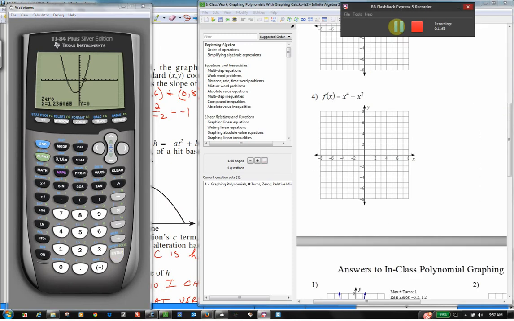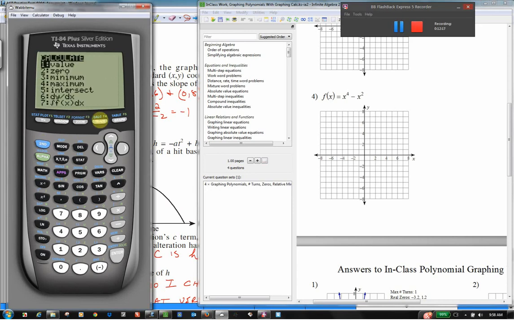Okay, now that I have the zeros, I could have picked to do them in any order I want as long as I follow the instructions and say go to the left of the 0, then to the right. Let's go do the minimum. Now I have to be careful here. What I have here is a minimum. And if I accidentally tell the calculator to do a maximum, it's not going to give me the right answer. I need to get a minimum for this parabola. So second calc, minimum is number 3. And guess what it's going to do? It's going to say the same thing.